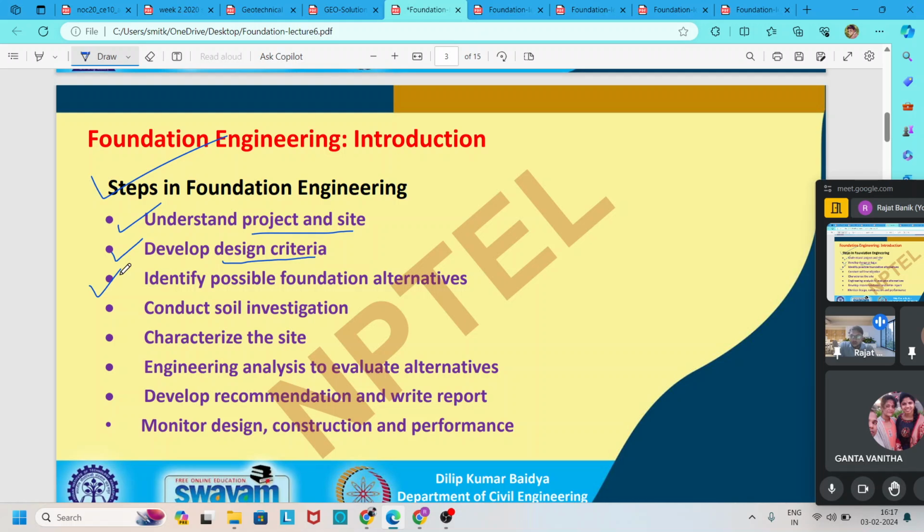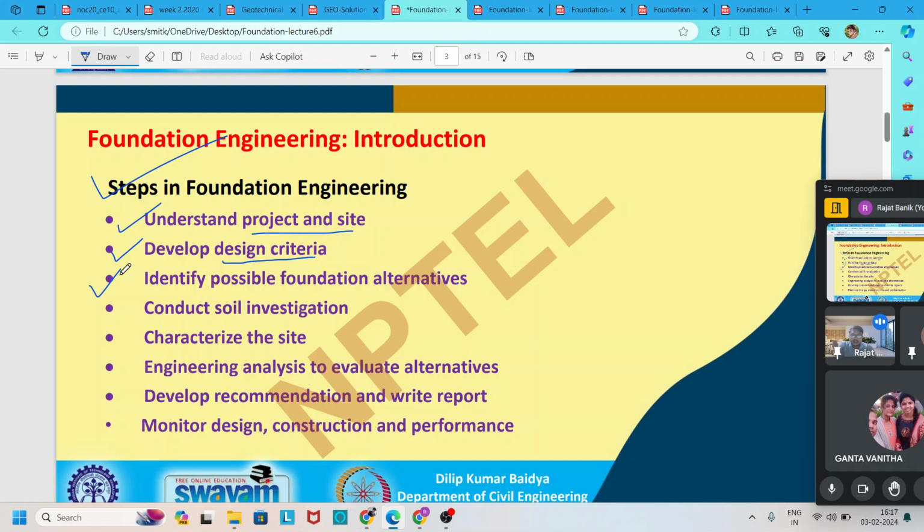Then we also need to conduct some soil investigation tests like the SPT test, the standard penetration test, or the CPT, cone penetration test, and the pressure meter test. By these tests, we actually understand the actual behavior of the soil. That means how much load the soil can take for a particular project, and what the possible hazards in the near area are, we can identify by these soil investigation tests.